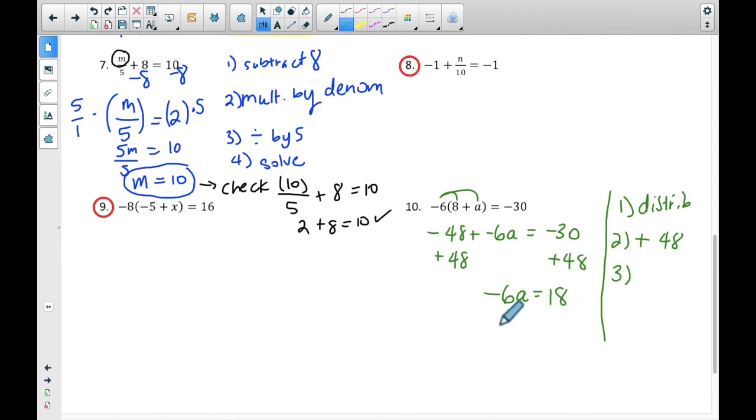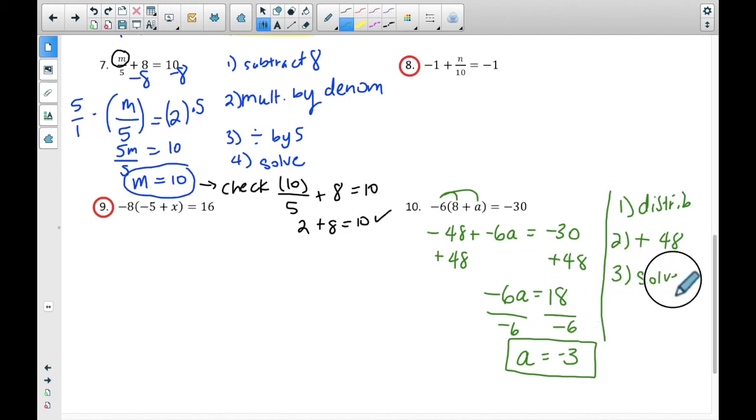So our last step is to isolate that a, get that a all by itself. So we want to divide by negative 6. And again, if you need your calculator, that's fine. Take 18, divide by negative 6, and you get your answer to be negative 3.